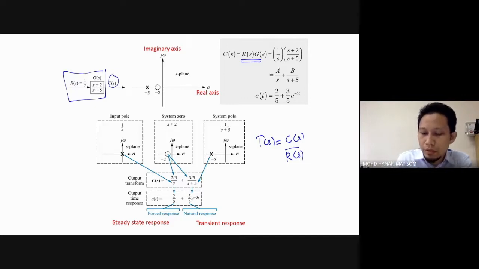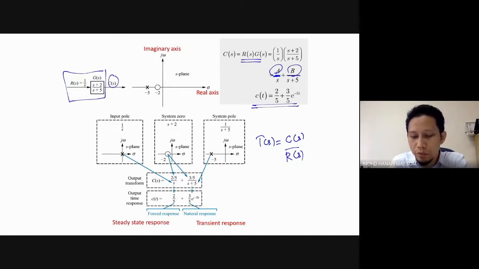Actually, you have learned this in the previous lectures, so please refer to the previous lectures if you have any trouble understanding this. From this, you can find the value of A, and then the value of B. Finally, you take the inverse Laplace transform, and you get this form: c(t) equals 2/5 plus 3/5 exponential negative 5t.